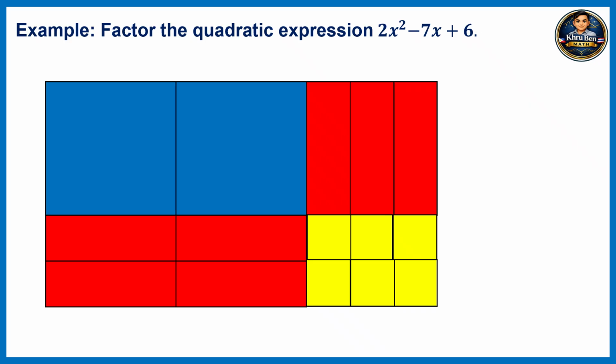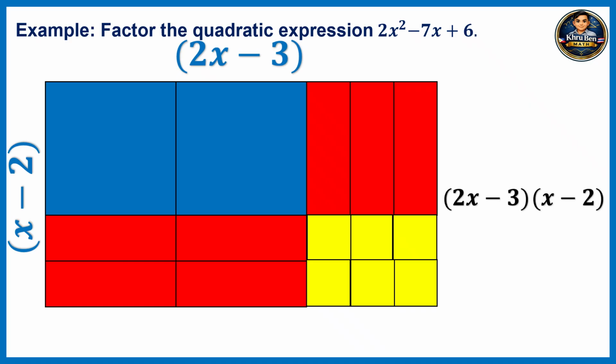Now, let's look at the dimensions of our rectangle. Along one side, we have 2x lengths and 3 negative units. So, this side has a length of 2x minus 3. Along the other side, we have 1x length and 2 negative units. So, this side has a length of x minus 2. The two dimensions are 2x minus 3 and x minus 2. Therefore, the factors are 2x minus 3 times x minus 2.